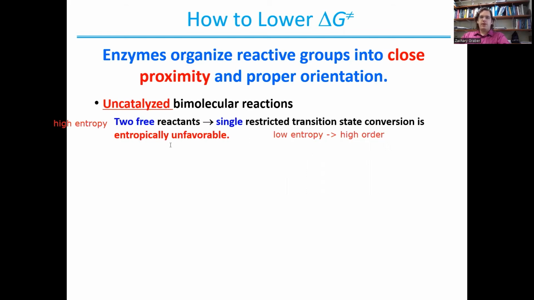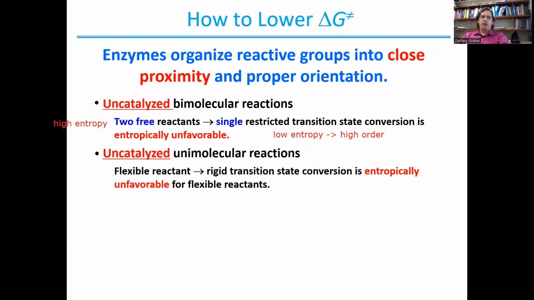So this is entropically unfavorable, right? We're decreasing our entropy, which would be a non-spontaneous process. So that's one of the things that creates that large free energy barrier that we normally see for reactions, right? We have to go from something that's entropically favorable, a high entropy state, to a low entropy state in our transition state.